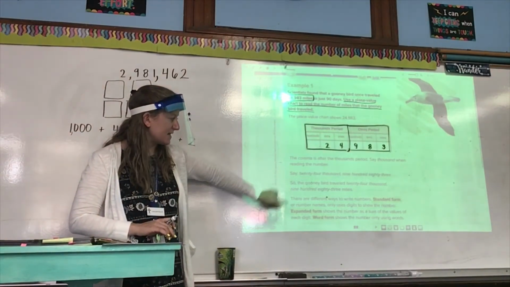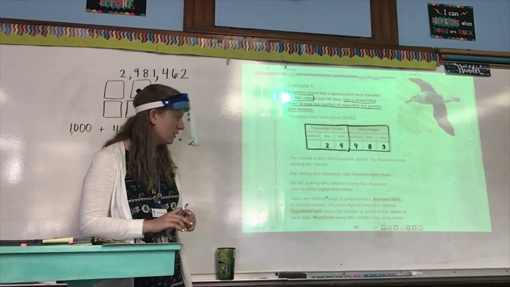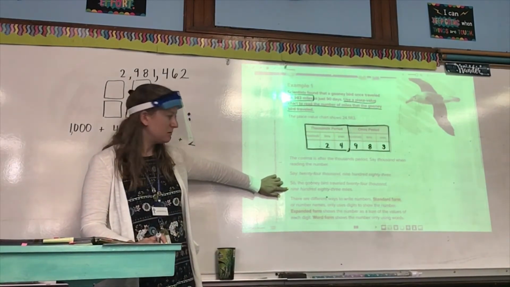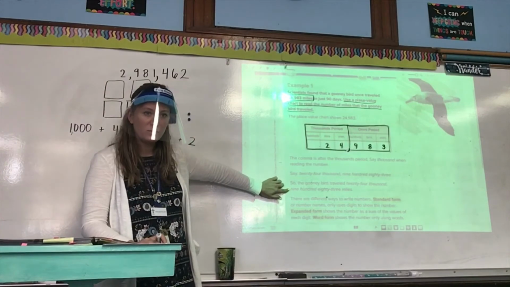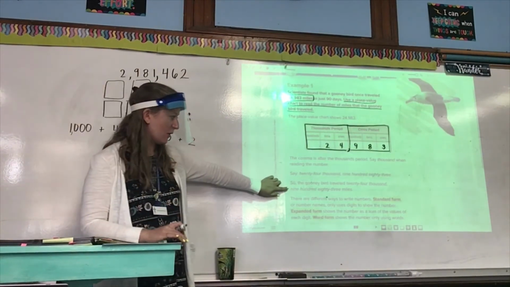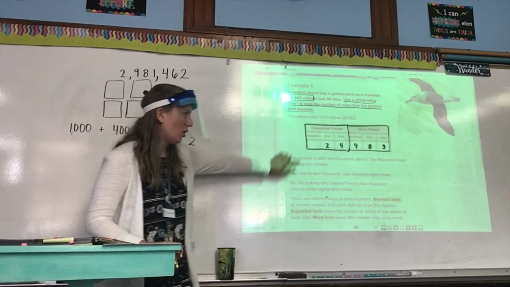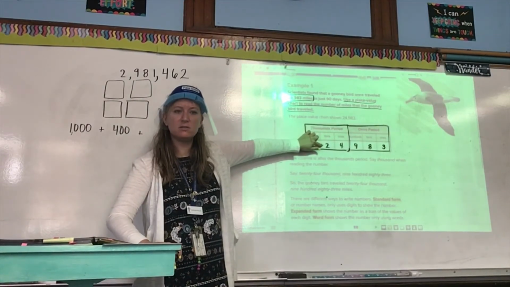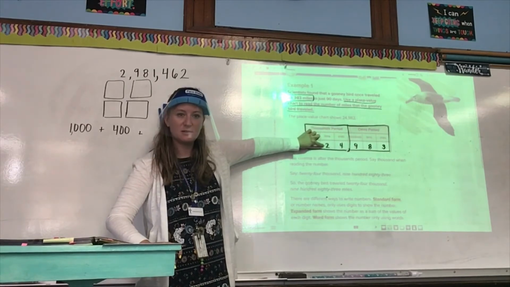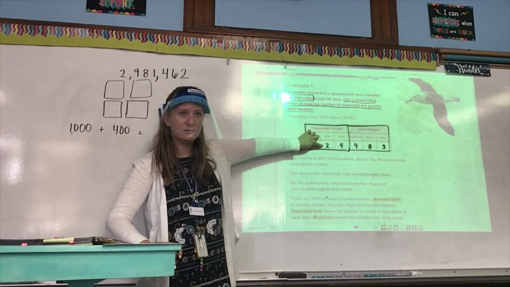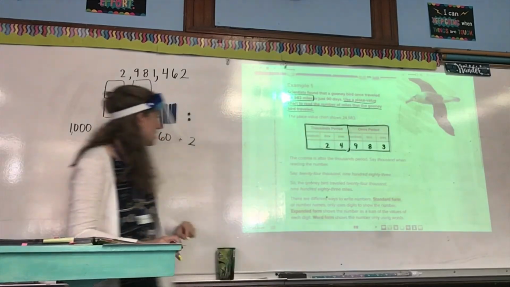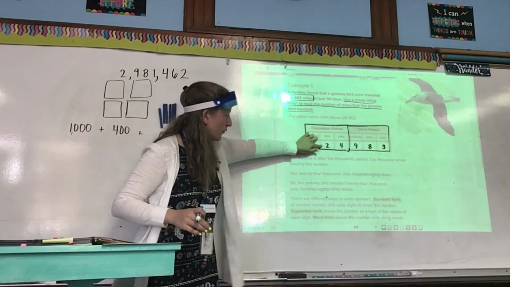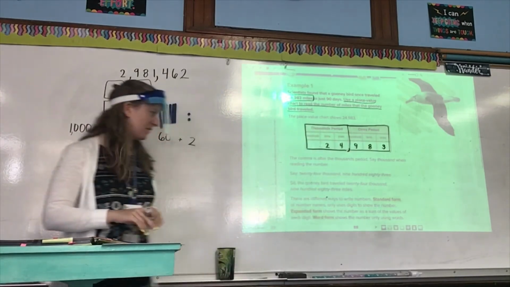What form did they write this answer in? They wrote it in expanded form. Is this expanded form? No, word form. Good. They wrote this in word form. What form is this number in? Aaron? Standard form. It's just written in digits. So we have expanded form, standard form, word form. Very good.